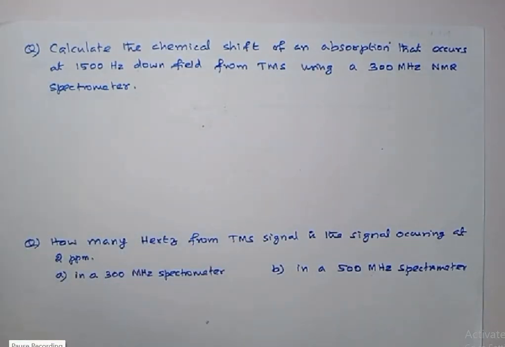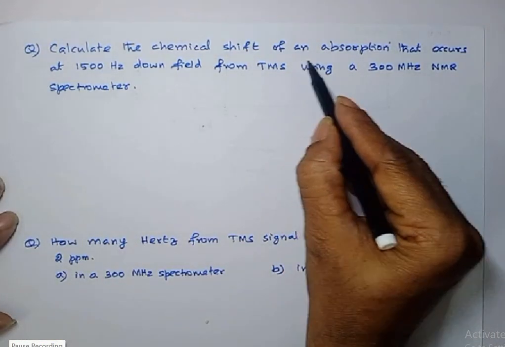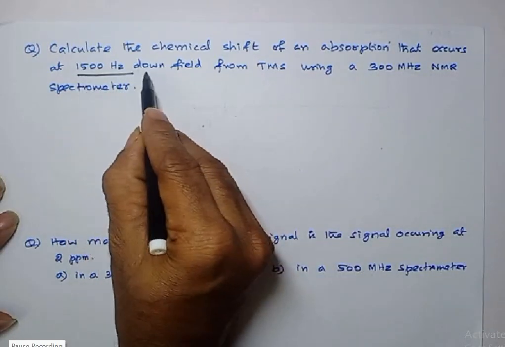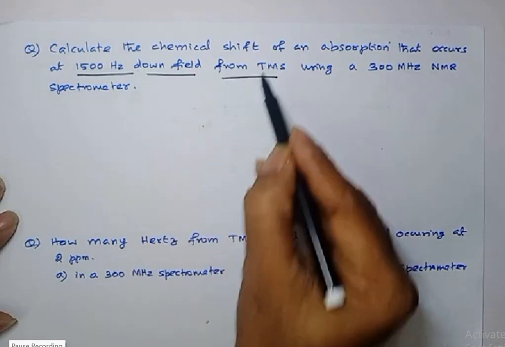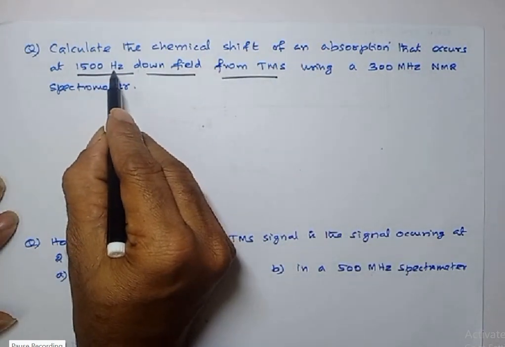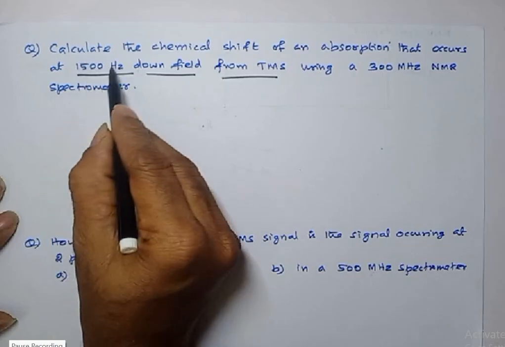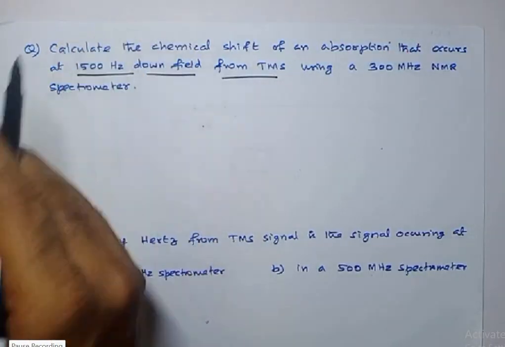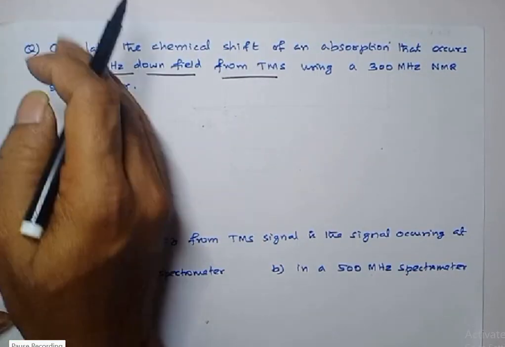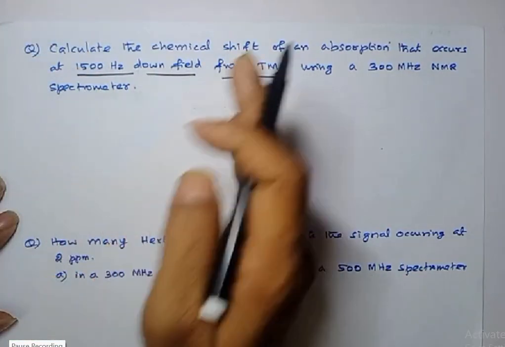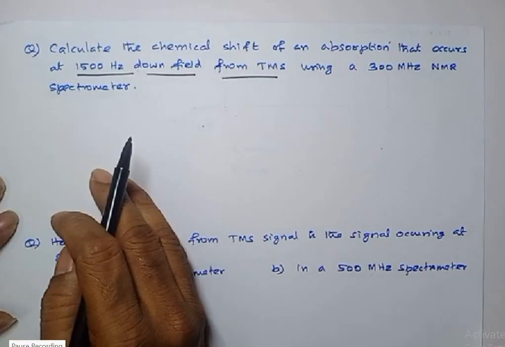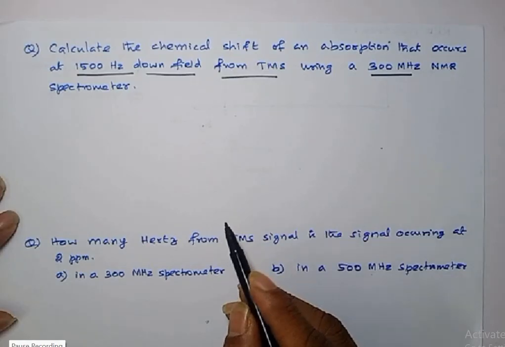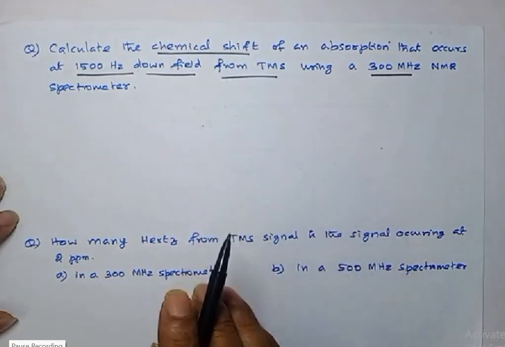Calculate the chemical shift of an absorption that occurs 1500 Hz downfield from TMS. See, 1500 Hz is given in Hz, which means frequency is given. For a particular absorption, the frequency is observed in the downfield from TMS. Downfield means lower magnetic field. Using a 300 MHz NMR spectrometer, we need to calculate the chemical shift.